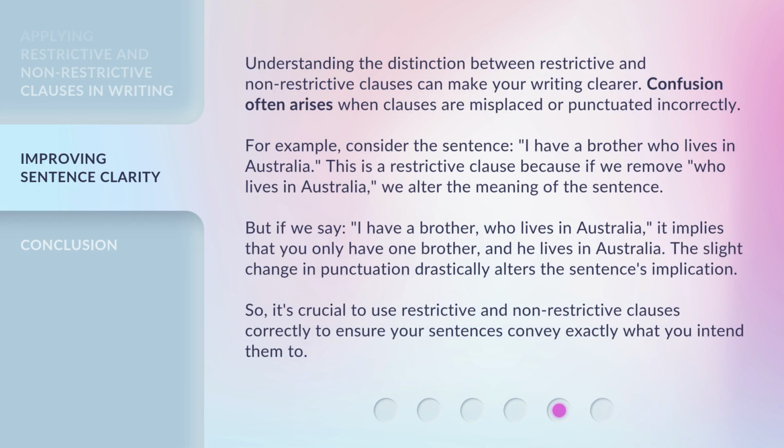Understanding the distinction between restrictive and non-restrictive clauses can make your writing clearer. Confusion often arises when clauses are misplaced or punctuated incorrectly. For example, consider the sentence, "I have a brother who lives in Australia." This is a restrictive clause because if we remove "who lives in Australia," we alter the meaning of the sentence. But if we say, "I have a brother, who lives in Australia," it implies that you only have one brother, and he lives in Australia.